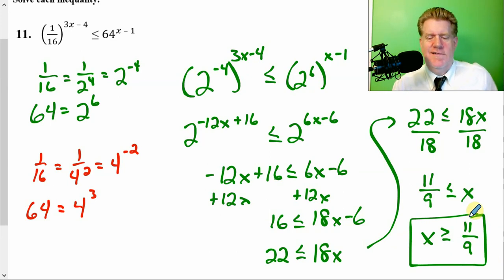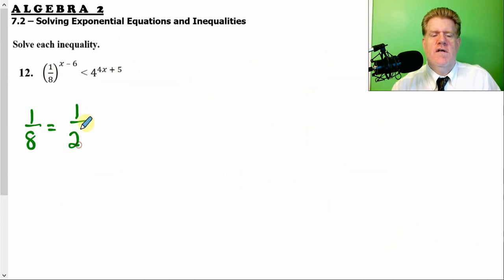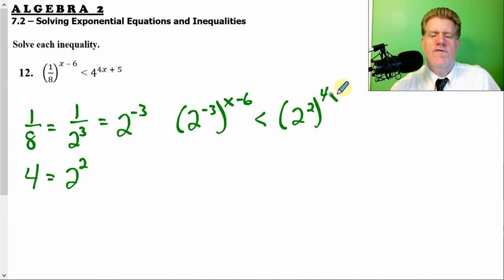All right. One more. Hopefully you guys are getting this okay. I think you are. All right. 1 over 8. 8 is 2 cubed. All right. 4. 2 squared. We got our bases of 2, so now we can rewrite it. 2 to the negative 3 to the x minus 6 is less than 2 squared to the 4x plus 5.